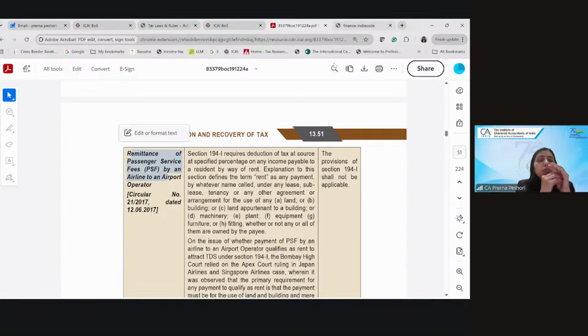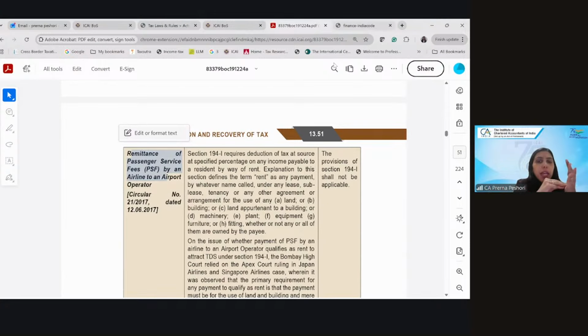Now, when these payments are made by the airline, it is collected from the customer, but the airline has to pay at the end to the airport operators, let's say Adani. Whether this qualifies as rent under 194I.